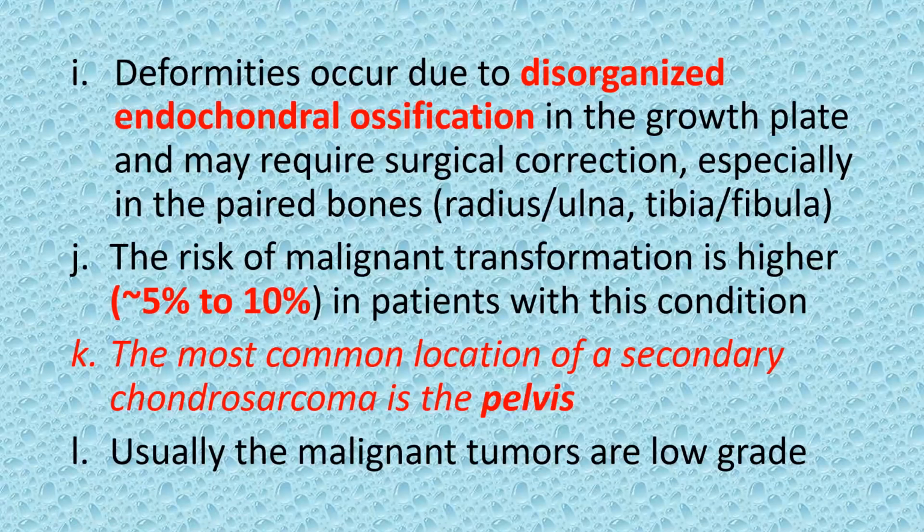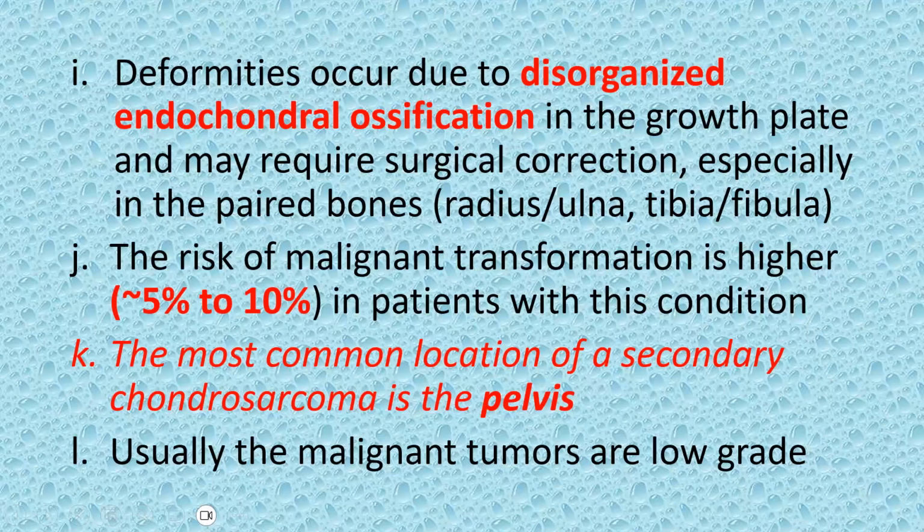The risk of malignant transformation is higher than a solitary osteochondroma, which is less than 1%, whereas here it goes up to 10%. The most common location of a secondary chondrosarcoma is the pelvis. That's why I told you I don't like, and we don't detect these lesions. Why? Because there is much space in the pelvis. They can grow to large sizes before they begin to have symptoms. Usually the malignant tumors are low grade.